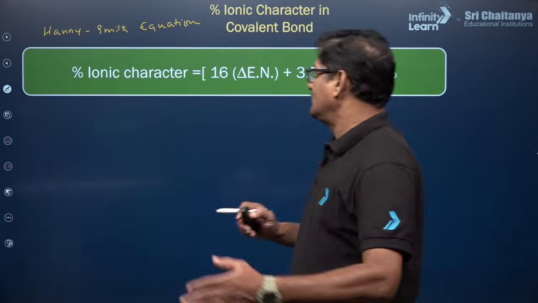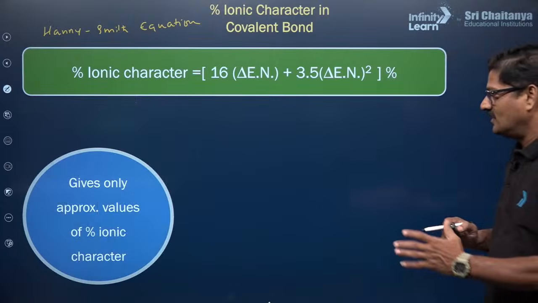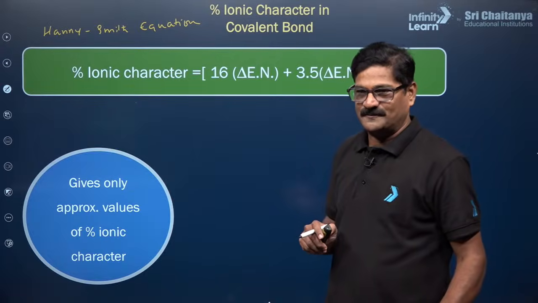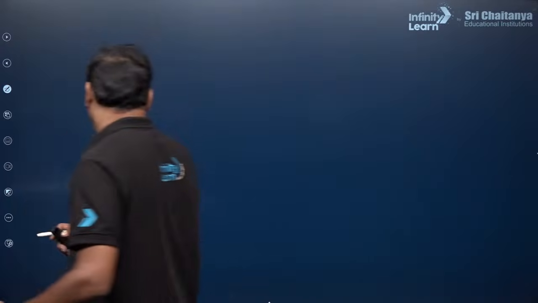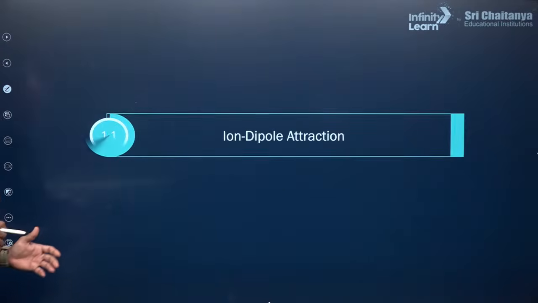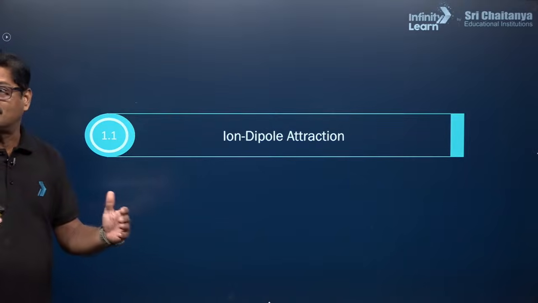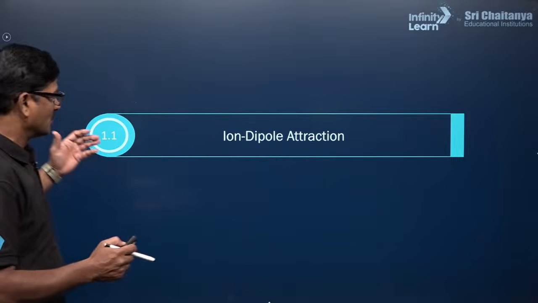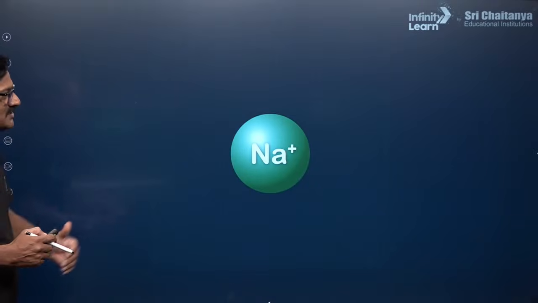Children, now let us see. This formula gives only approximate values of the percentage of ionic character. In that way, you can have an explanation of various types of intermolecular forces. So you have ion-dipole attraction.